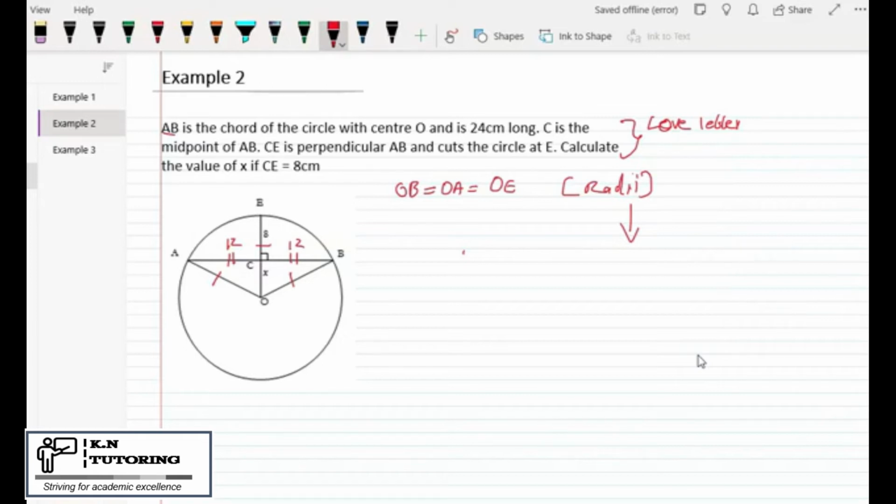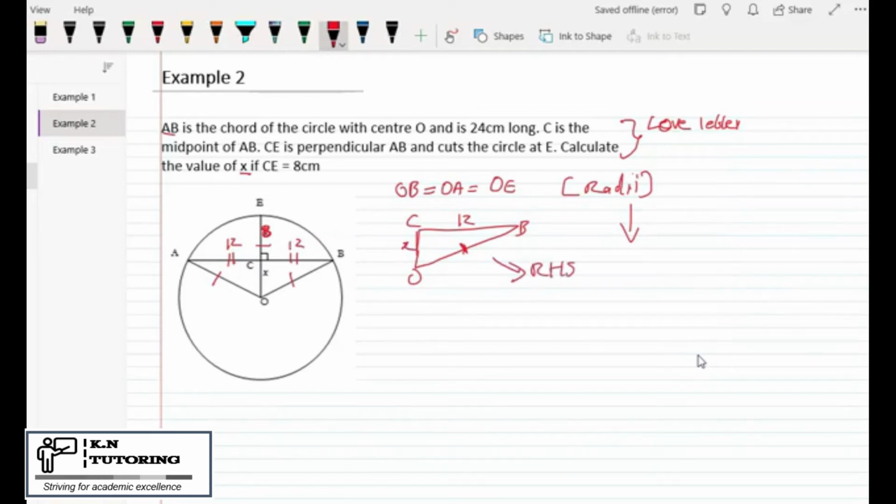Okay, we'll get there. Now I've marked all of this and I need to determine the value of x, and I'm being told that CE is equal to 8 centimeters. So I'm just going to put it there so that you can see nicely. Now if you look at this triangle here, I've got O, I've got C, I've got B. I don't know what this length is. This is what I'm looking for. I know that here I've got 12 and I've got X there, sorry.